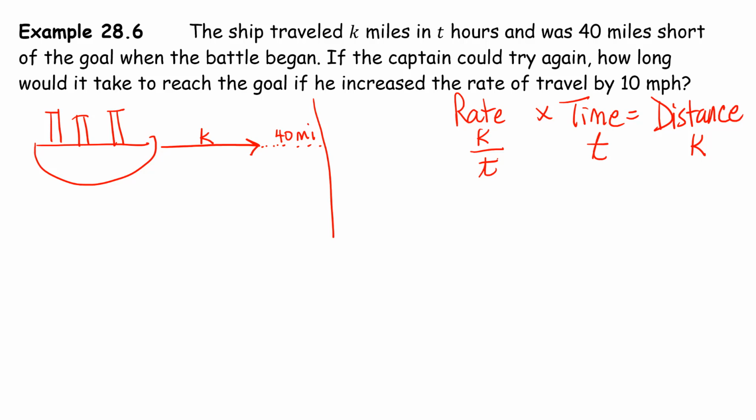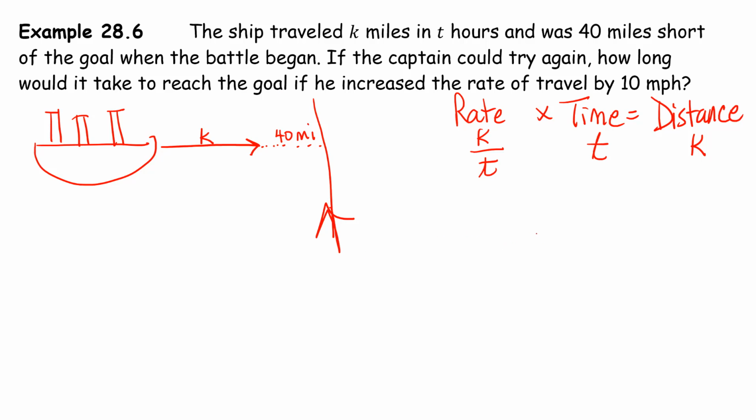Now, what do we want to do? If the captain could try again, how long would it take to reach the goal? So now we're talking about reaching the goal, which is right here. He didn't reach the goal that time, he only went that amount of distance. We want him to reach the goal, and we want to raise his rate by 10 miles per hour. So the question is not how can he reach the goal, but if we raise his rate by 10 miles per hour, how long is it going to take him to get to the goal?